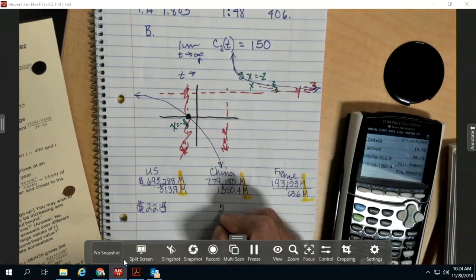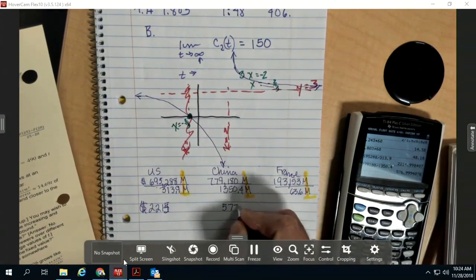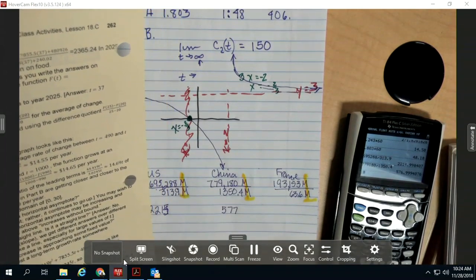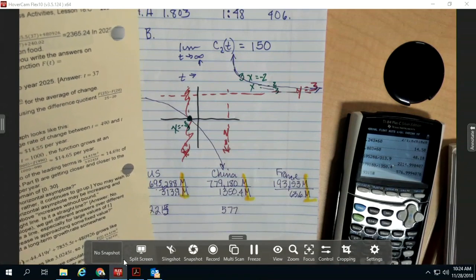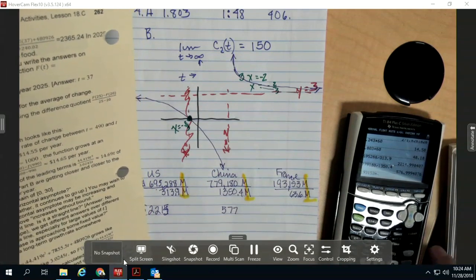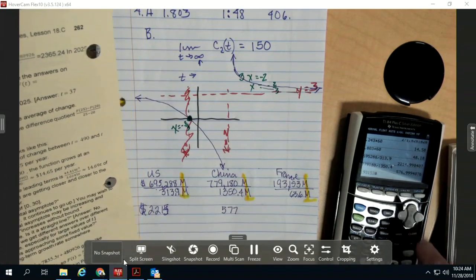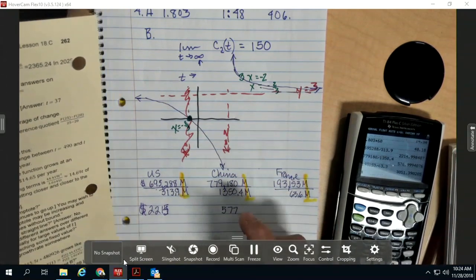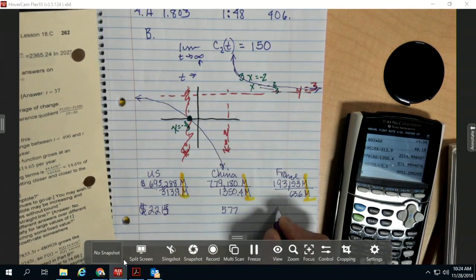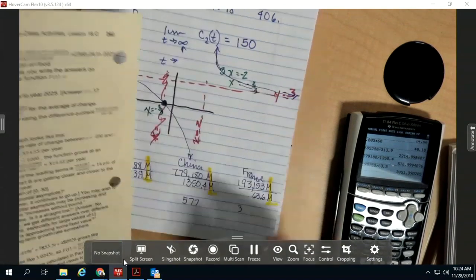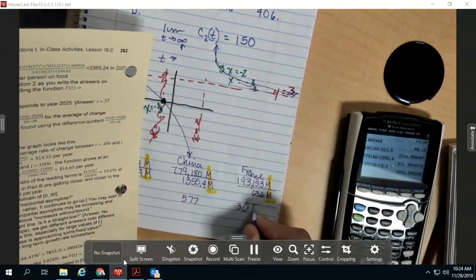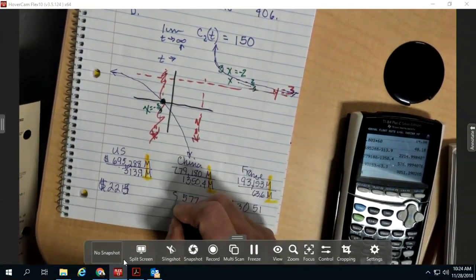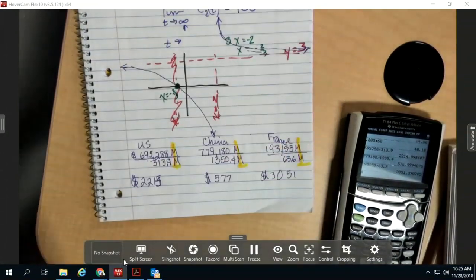They only spend $577 on food, and France, $193, $153. Oops. Divided by 63.6 is $3,051 on food per person per year.